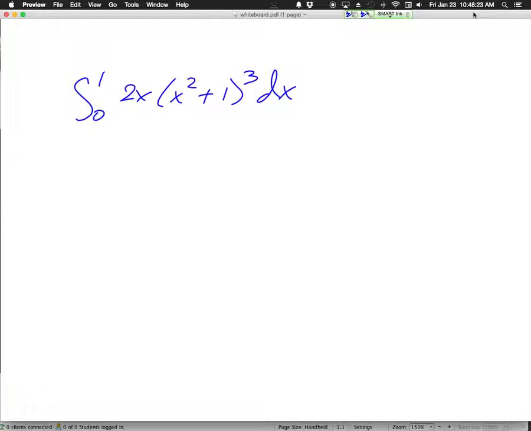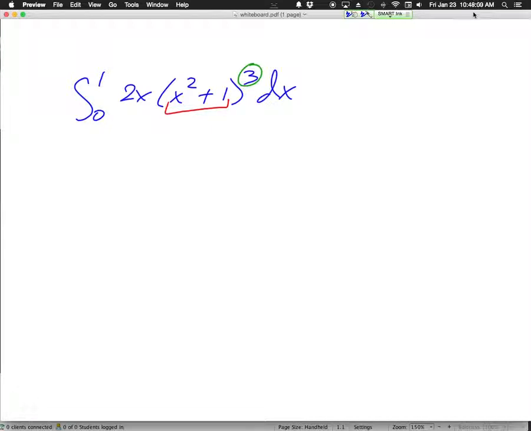So what is my inside function and what is my outside function? The inside is not 2x. The inside is x squared plus 1, and the outside is the cube. We've got to be able to see that this right here is inside of the cube. So you're looking for something that is inside of something else. So x squared plus 1 is inside the cube. Can you guys see that?